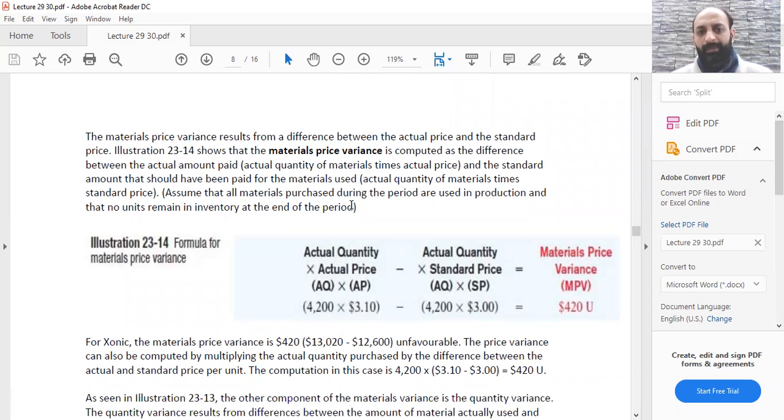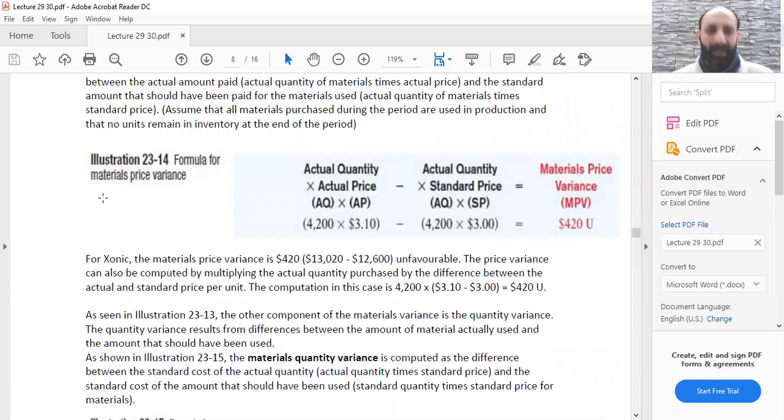Assume that all materials purchased during the period are used in production and that no units remain in inventory at the end of the period. Why do you assume that? Because you assume that all the material that was purchased has been consumed in production. So there is nothing pending in the inventory. So whatever raw material you purchased, you consumed in order to make your products. So now what is the formula for material price variance?